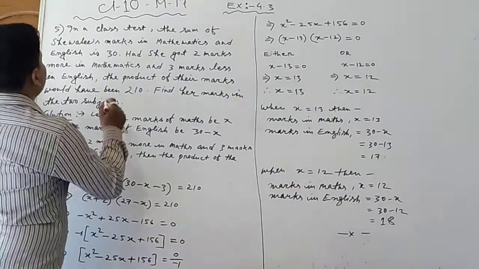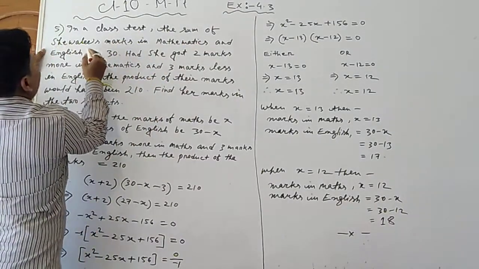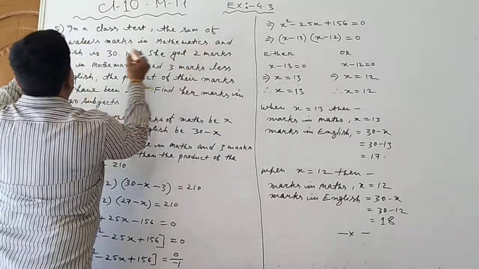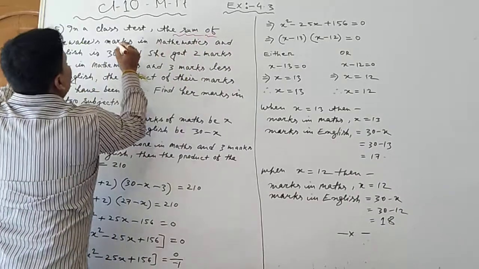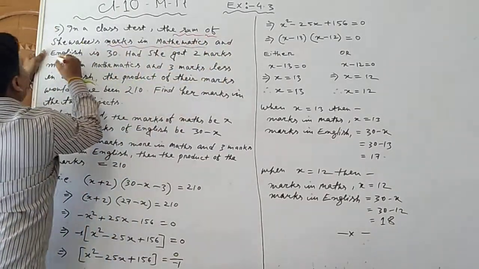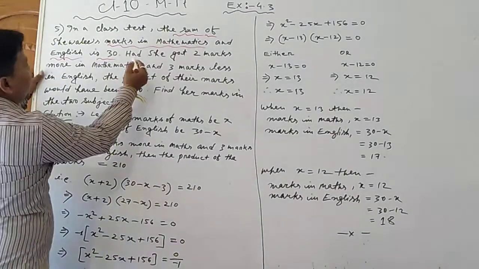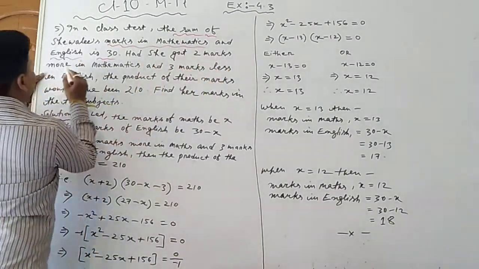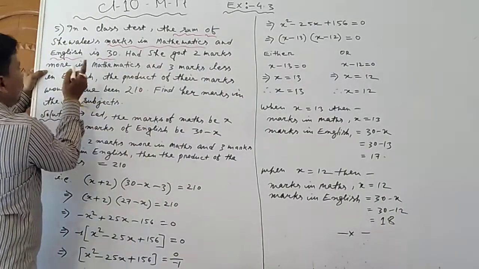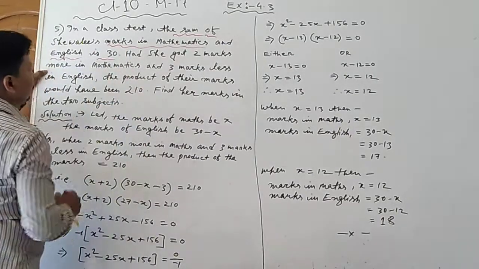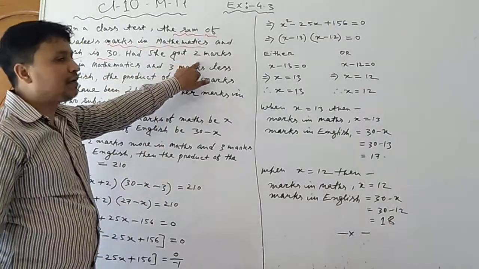So you see, there is written in a class test, the sum of Shivali's marks in mathematics and English is 30 marks. Then written, had she got 2 marks more, that means more means plus, 2 marks more in mathematics. That means whatever marks she got in mathematics, we have to add 2 to that.